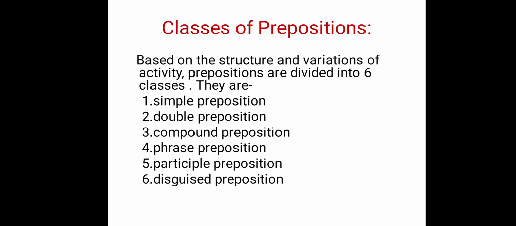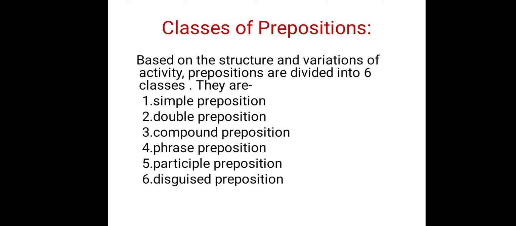Classes of prepositions. Based on the structure and variations of activity, prepositions are divided into 6 classes. They are: number 1, simple prepositions. At, on, for, by, into, etc. are known as simple prepositions, and basically today we are going to learn about simple prepositions, but you should have some basic knowledge of other kinds. That is number 2, double prepositions. Within, into, etc. are known as double prepositions.